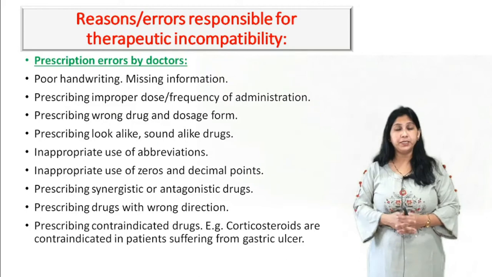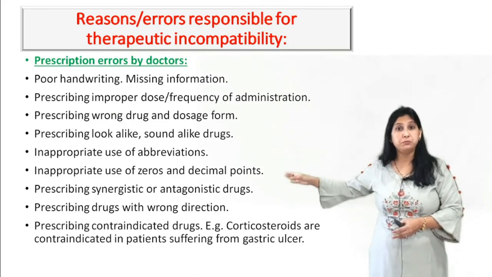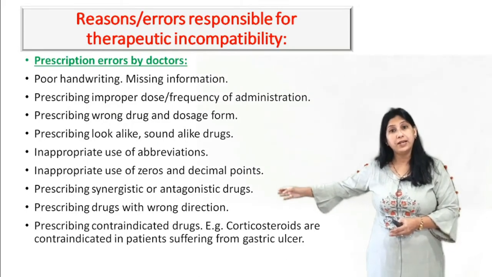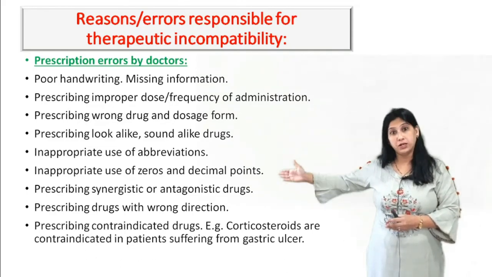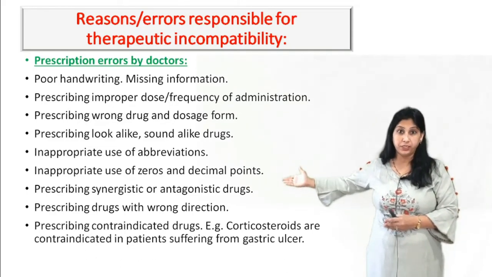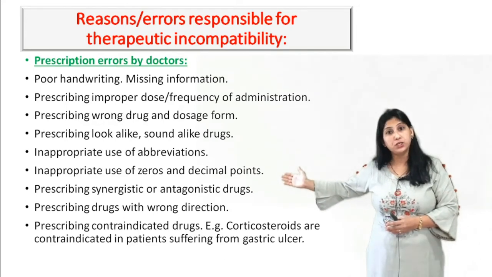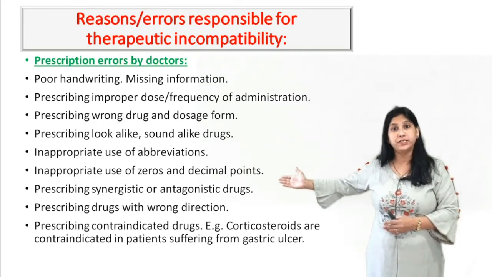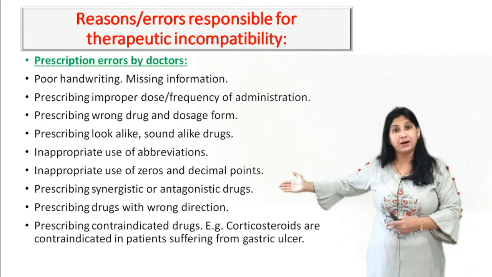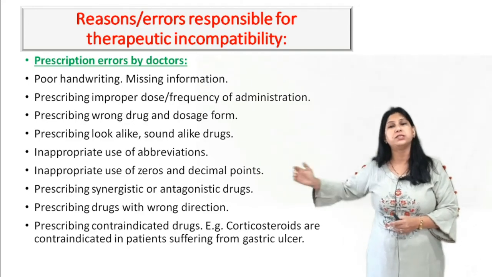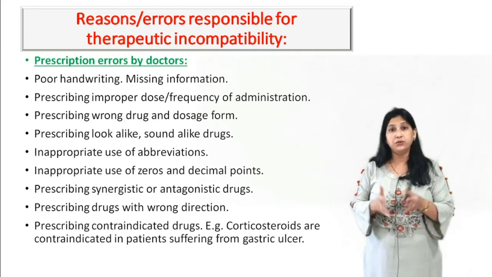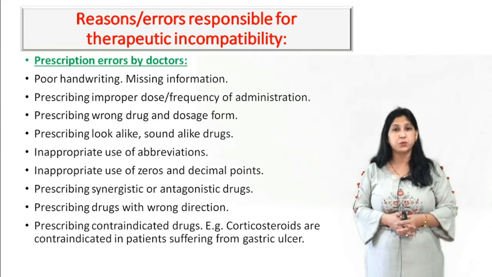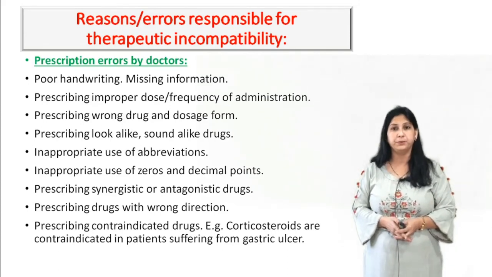Therapeutic incompatibility also occurs when a physician prescribes a synergistic or antagonistic drug combination, or if the physician prescribes contraindicated drugs, which may be related to the presence of another drug or the disease condition. For example, corticosteroids are contraindicated in patients suffering from gastric ulcers. So these are the reasons or causes responsible for therapeutic incompatibility.